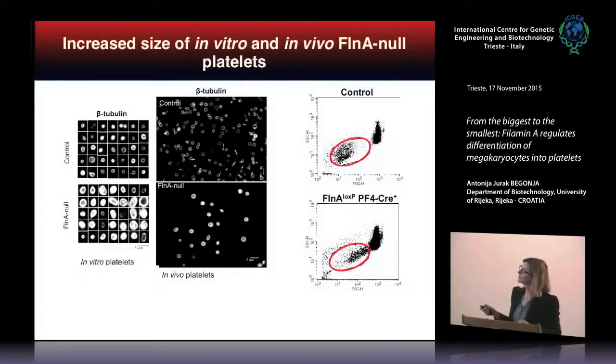I've told you, or it was quite obvious, that if there is no Filamin A, these platelets were quite a bit larger than control platelets, both in vivo, if we bleed mice, or platelets that are made in vitro. But another interesting feature was that Filamin A null platelets stained higher for beta tubulin. So then we next examined why this is so.